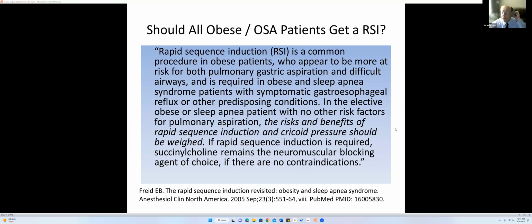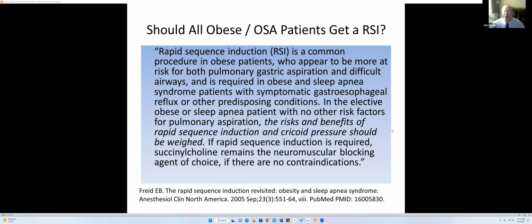One question that comes up is, should all obese patients or patients with obstructive sleep apnea get a rapid sequence induction? And here they say that rapid sequence induction is a common procedure for obese patients. And in the elective obese or sleep apnea patient with no other risk factors for pulmonary aspiration, the risks and benefits of rapid sequence induction with cricoid pressure should be weighed. If rapid sequence induction is required, succinylcholine remains the neuromuscular blocking agent of choice if there are no contraindications.